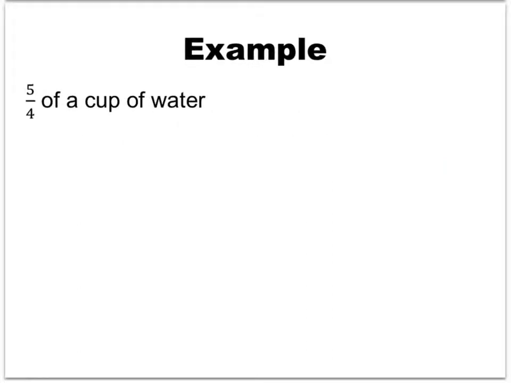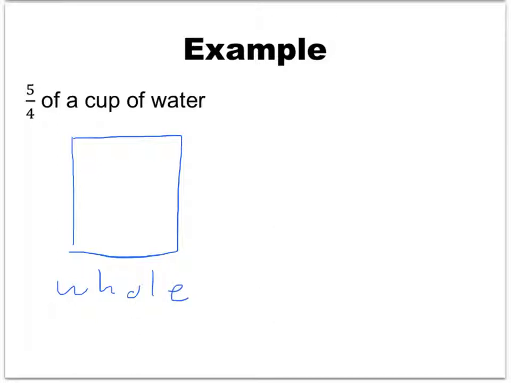So let's look at an example of an improper fraction. Let's take the statement 5/4 of a cup of water. So our fraction here, 5/4, the numerator is bigger than the denominator, so this is an improper fraction. So what do we mean by 5/4 of a cup of water? Well, let's draw a picture to illustrate what this means. So first let's draw the whole. So let's just draw a simple box here to represent our whole. So there's our whole, which in this case is a cup of water.